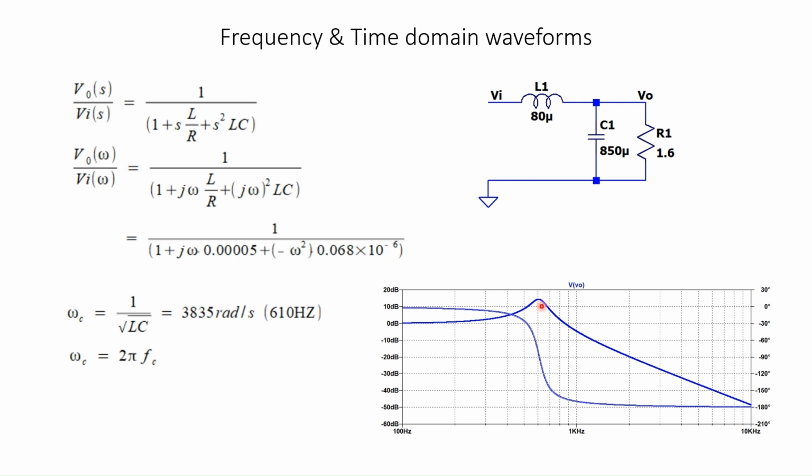For frequencies much less than the corner frequency 1 over root LC, the magnitude is 0 dB, and after the corner frequency, the magnitude falls at 40 dB per decade because of this omega square term here.